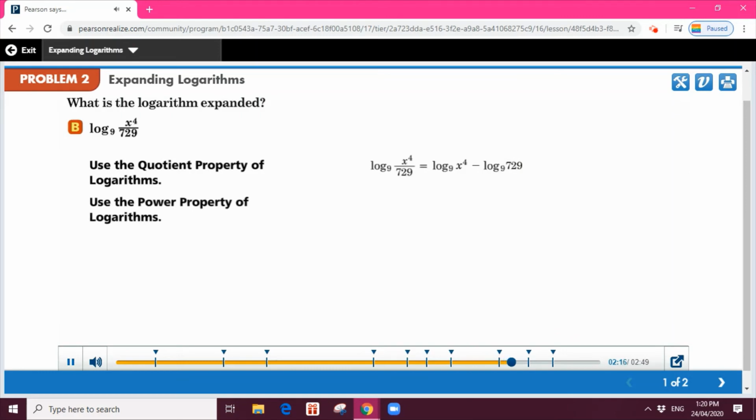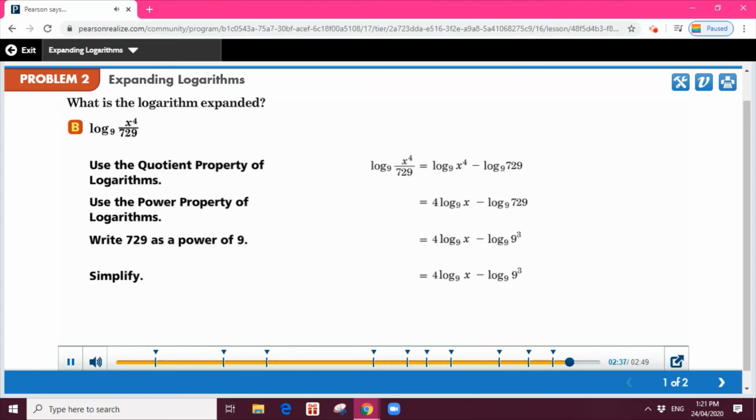Next, use the power property of logarithms. Write 729 as a power of 9. Simplify. The expanded form is 4 times log base 9 of x minus 3.